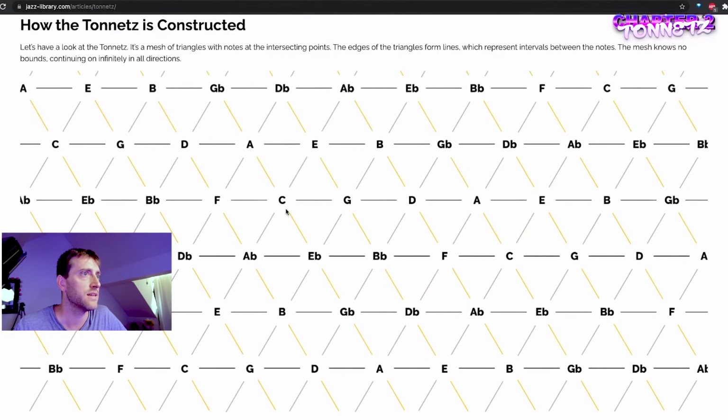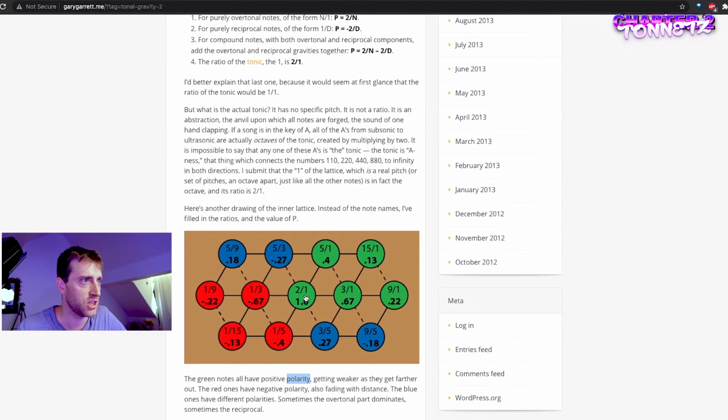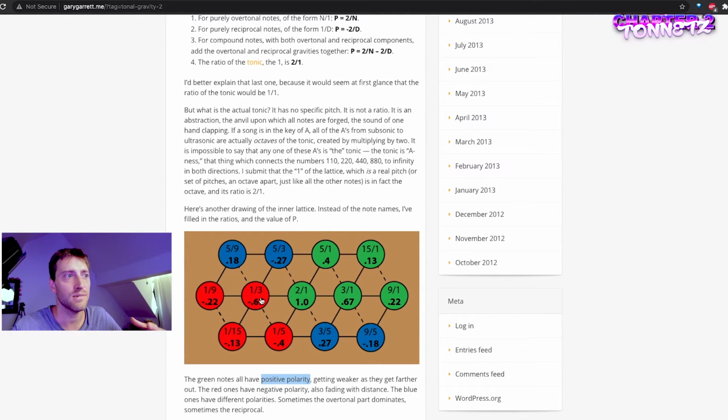And there's something really interesting which I found in this article, GaryGarrett.me. I will link to it in the description. And what he explains here, so this is our G, is that if you go to the right, the perfect fifth, you get a positive polarity. And if you go back in the exact opposite direction, you revert the polarity and you get the same strength.